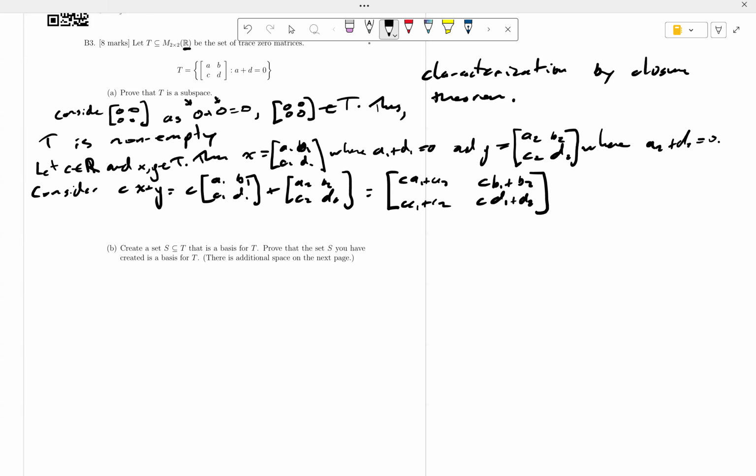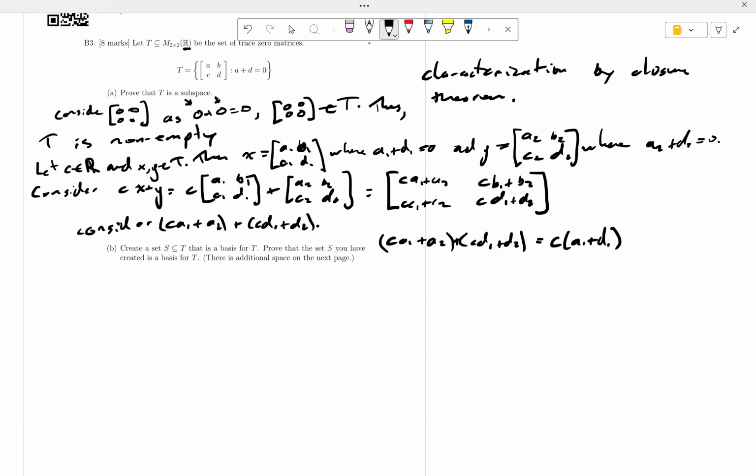Now what I want to do is I'm going to add the first and last entry to show that it's in T. So now I'm going to consider CA1 plus A2 plus CD1 plus D2, which equals C times (A1 plus D1) plus (A2 plus D2), which equals C times 0 plus 0, which equals 0. Thus, CX plus Y is in T.